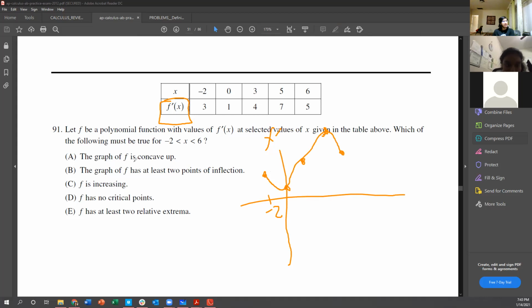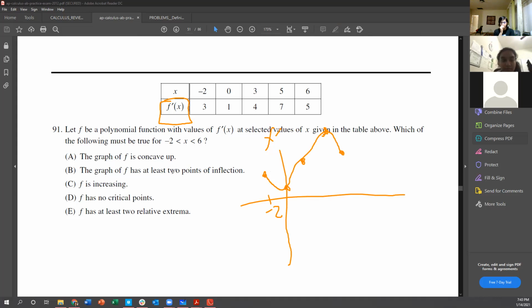The graph of f is concave up. I don't think we have any way of knowing that. I have a question. Just to refresh the critical points of a function, is that when the second derivative equals 0 or doesn't exist, or when the first derivative? Critical points have to do with the first derivative.